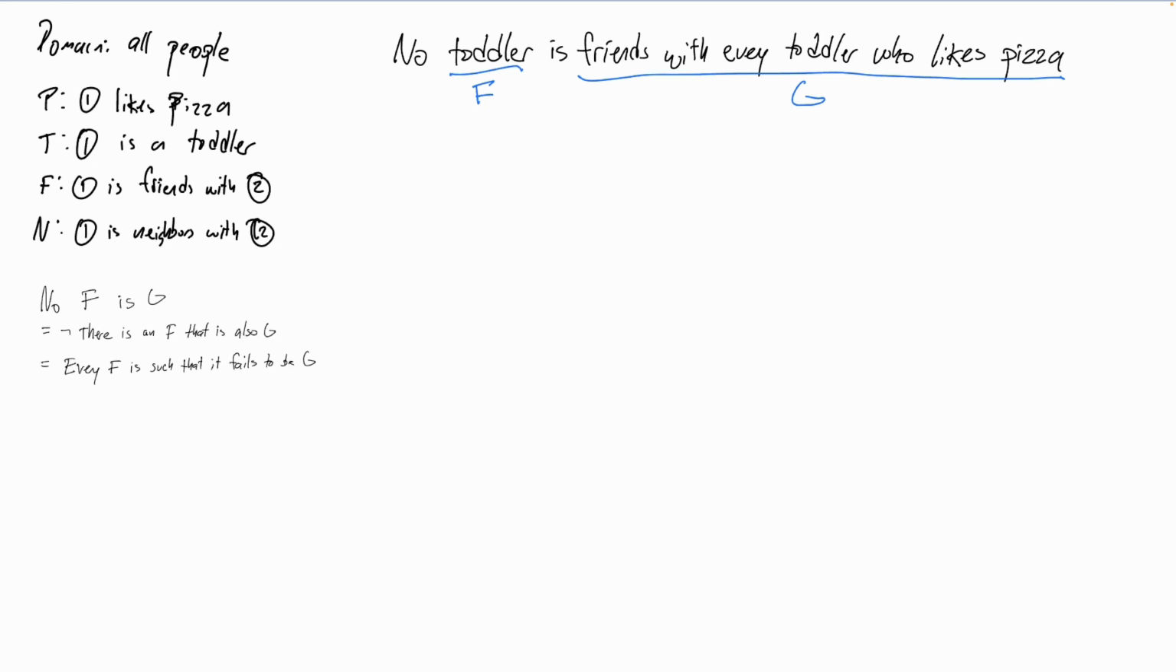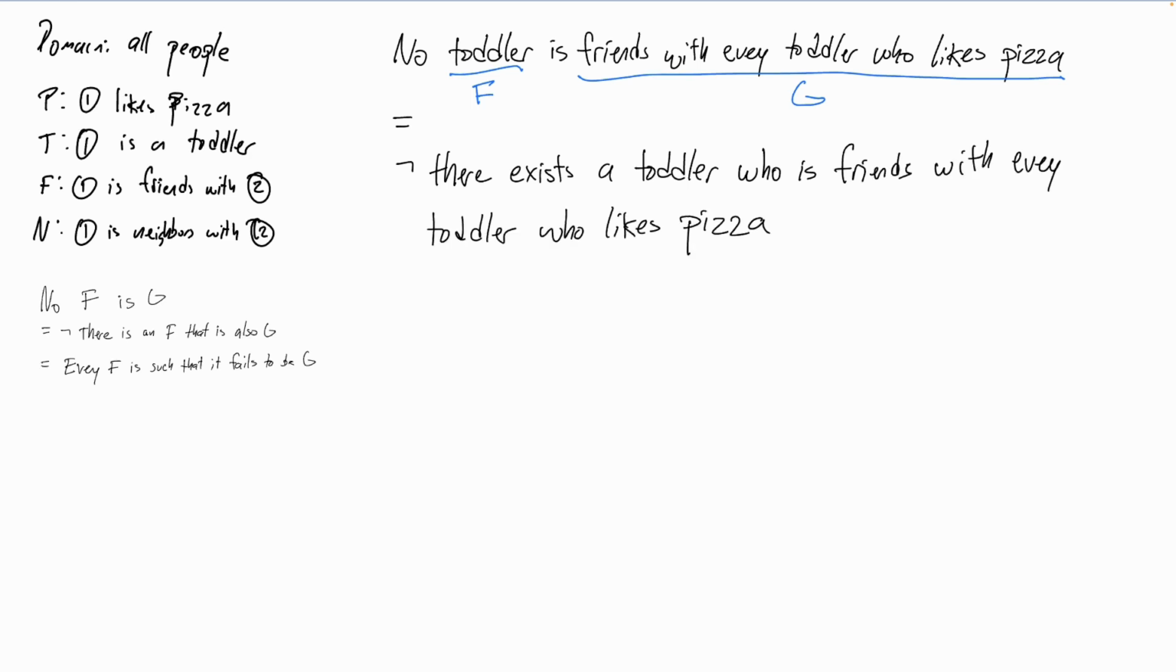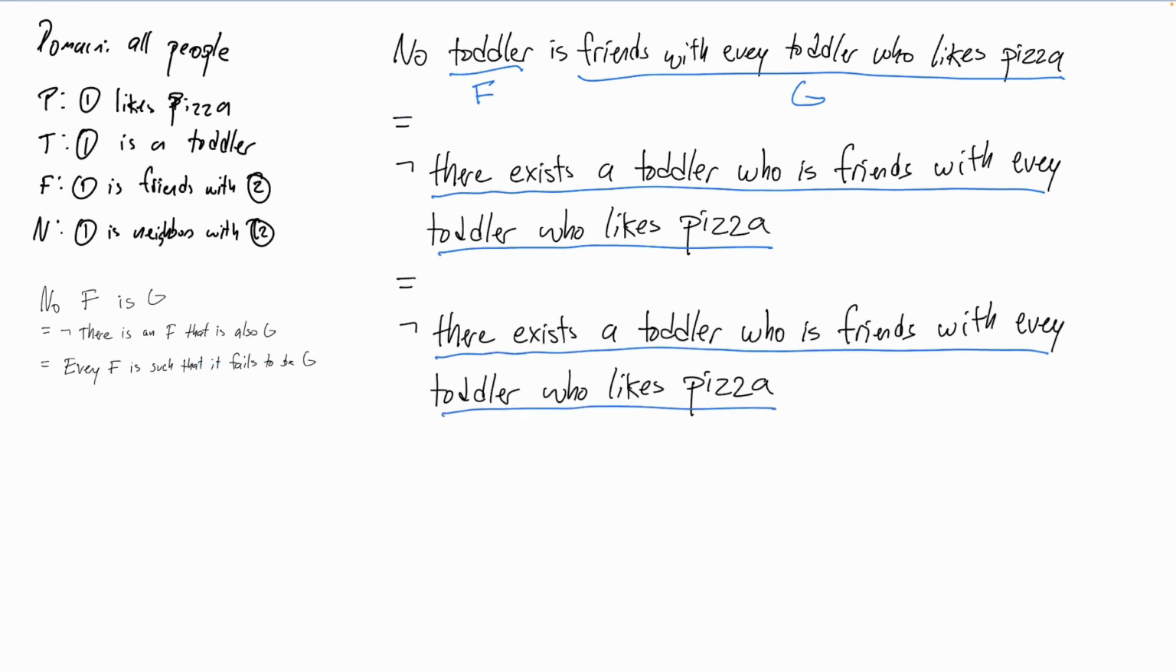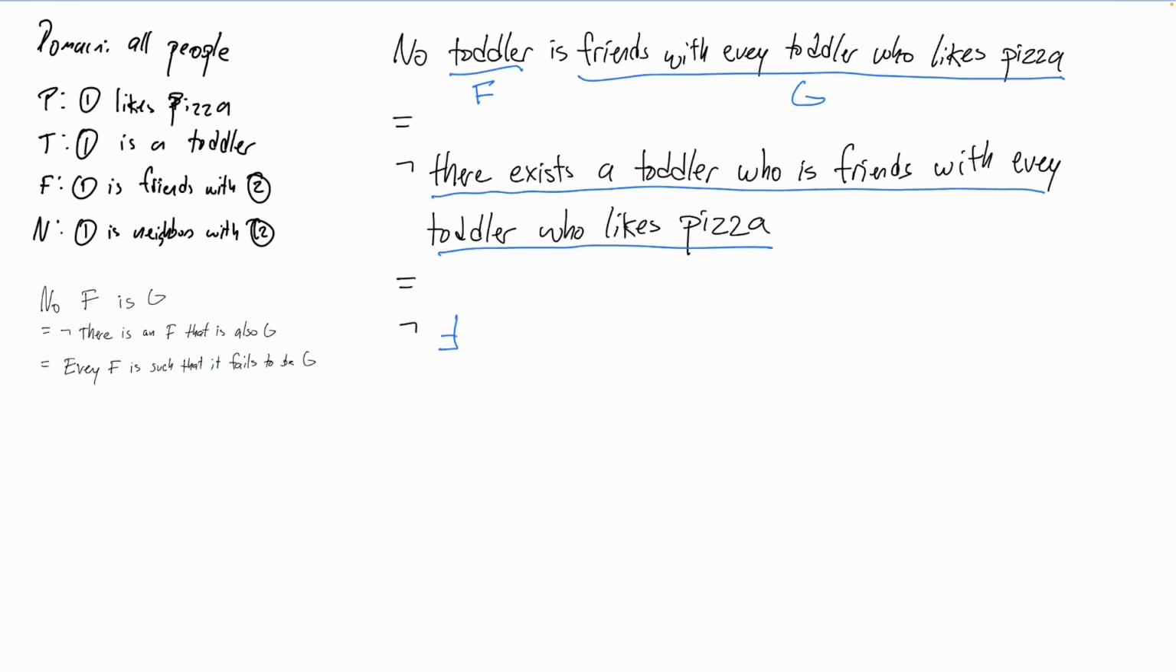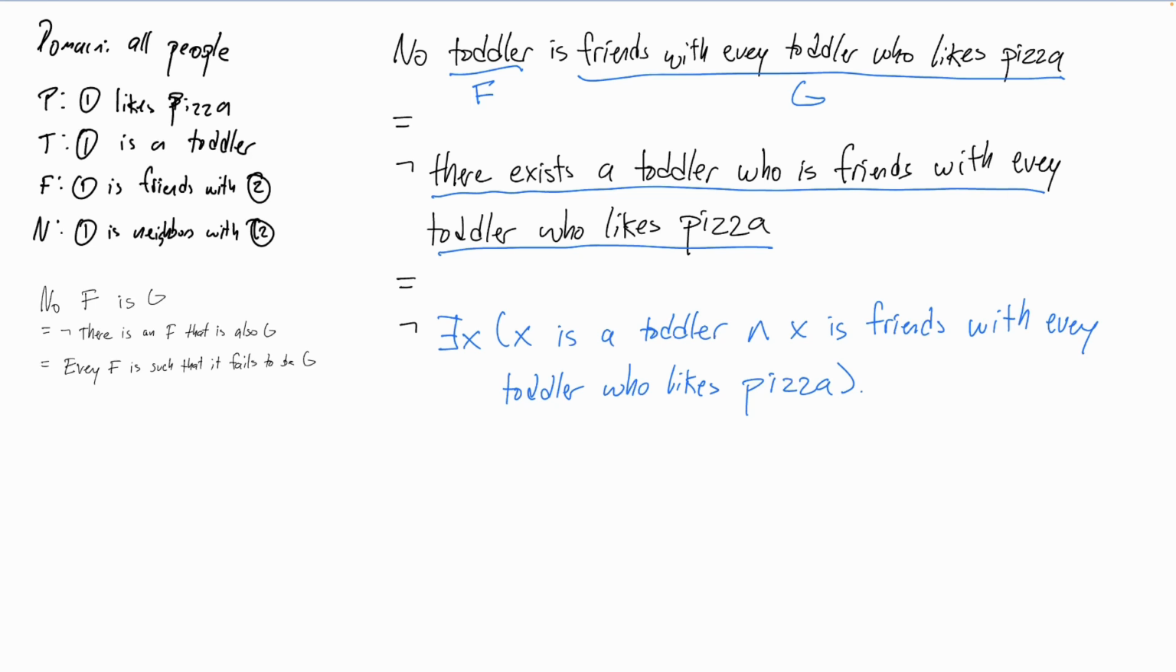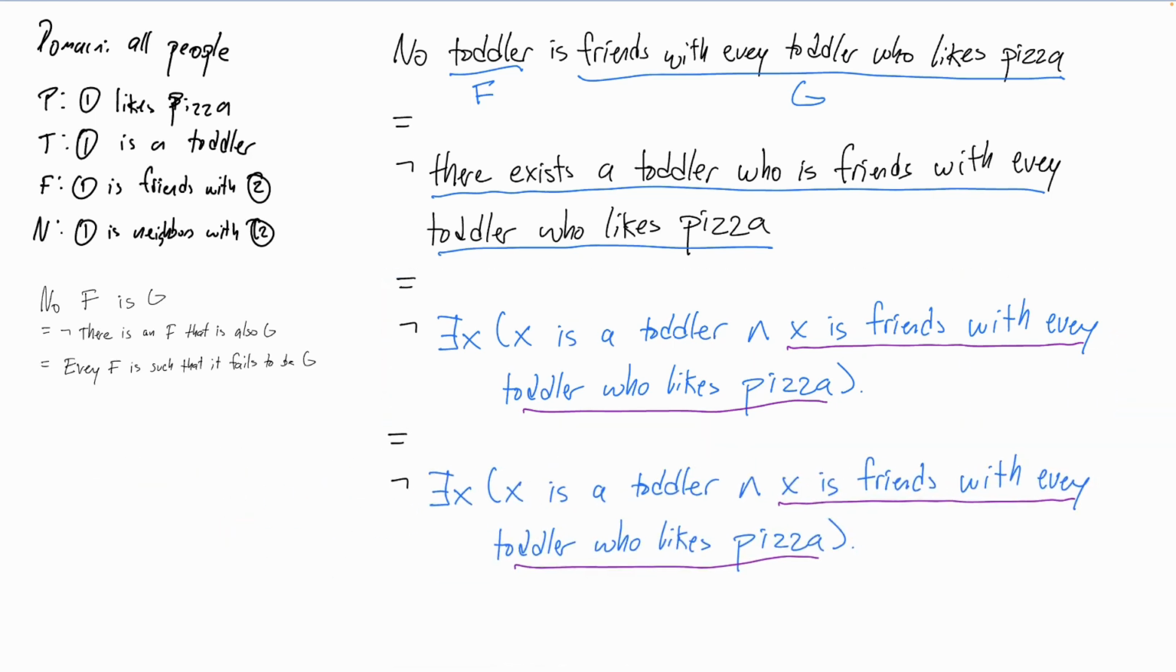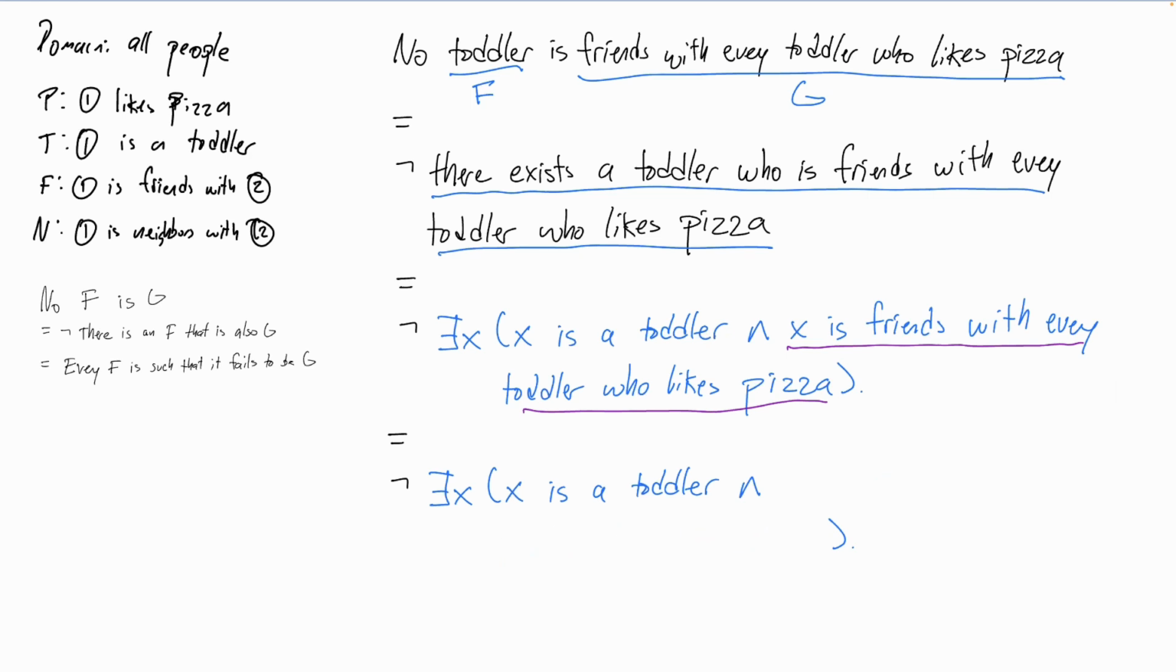So we'll rephrase the original sentence to "it's not true that there exists a toddler that is friends with every toddler who likes pizza." Now we translate "there exists a toddler who is friends with every toddler who likes pizza," and then we just negate that. We can rephrase that sentence to "there is some x such that x is a toddler and x is friends with every toddler who likes pizza." Now the only hard part left is dealing with "x is friends with every toddler who likes pizza." That can be restated as "every toddler who likes pizza is such that x is friends with them."